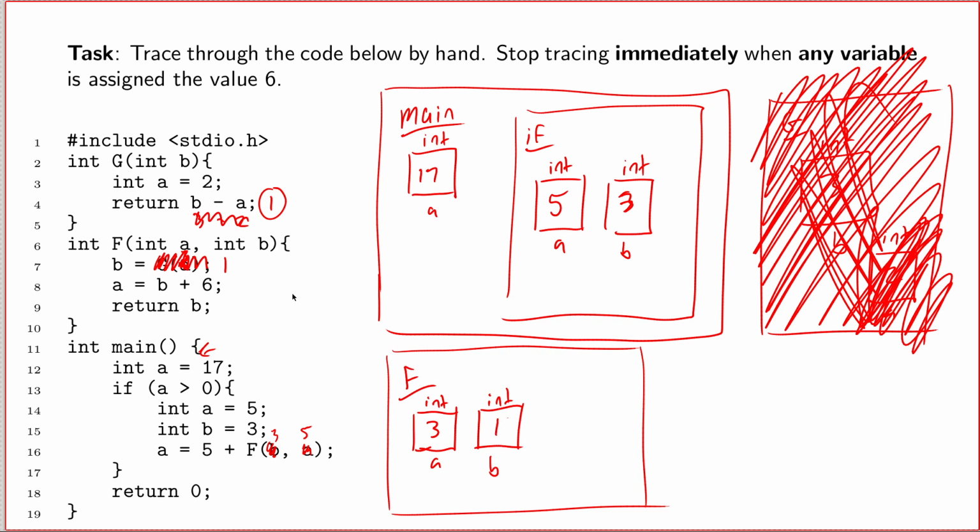There we go. A equals b plus 6. So remember, we stop as soon as a variable is assigned the value 6, as soon as it is set to the value 6. In this case, the number 6 showing up doesn't mean we've met that criteria yet. Okay, so a equals b plus 6. The current value of b is 1. So 1 plus 6 equals 7. Okay, so in this scope, I set a to 7. All right. I'm going to clean this up a little bit.